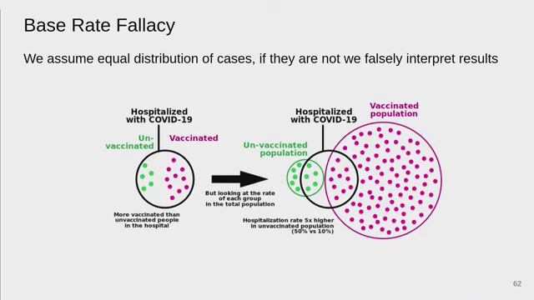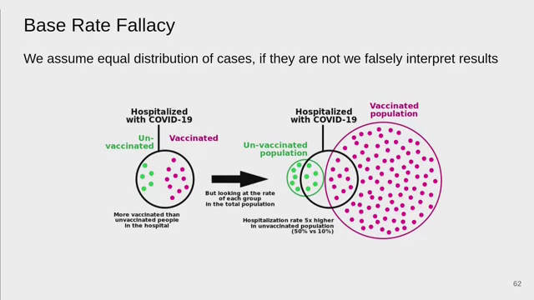We humans usually assume equal distribution of cases. If they're not equal, we very falsely interpret the result. For example, if you see that more vaccinated people were hospitalized during COVID-19 than unvaccinated people, you would assume that the vaccines are not effective, because you see more vaccinated people in the hospital than unvaccinated people. The underlying assumption is that the number of vaccinated people equals the number of unvaccinated people. But essentially, the number of hospitalized people cross-cuts between the two groups.